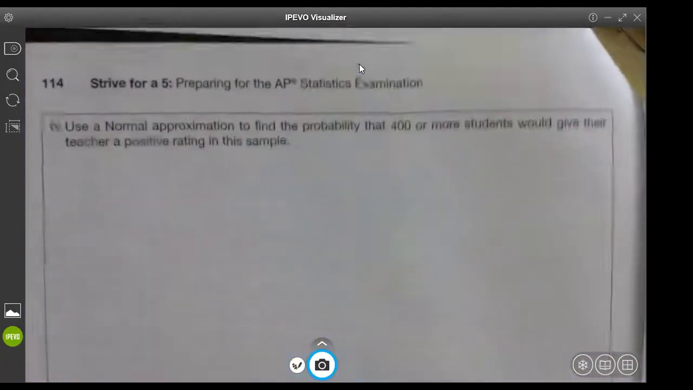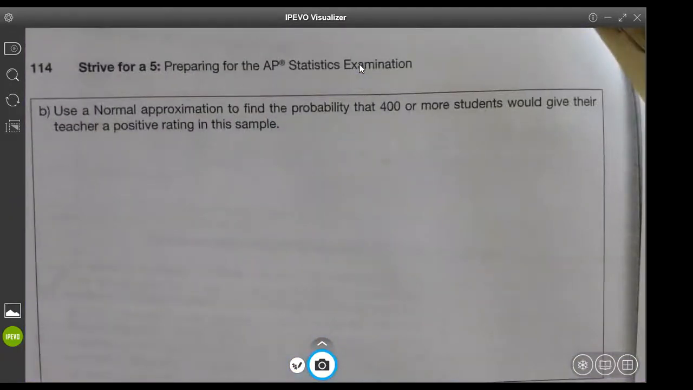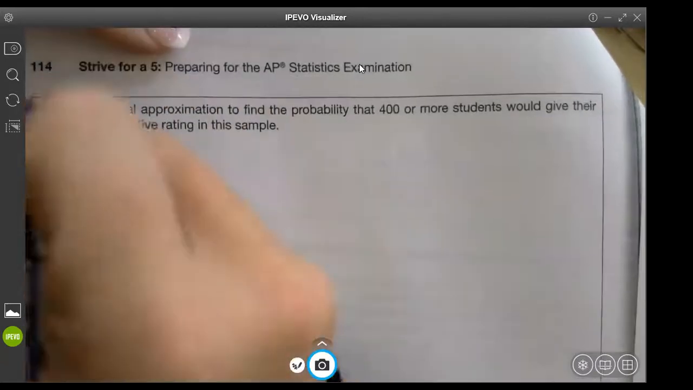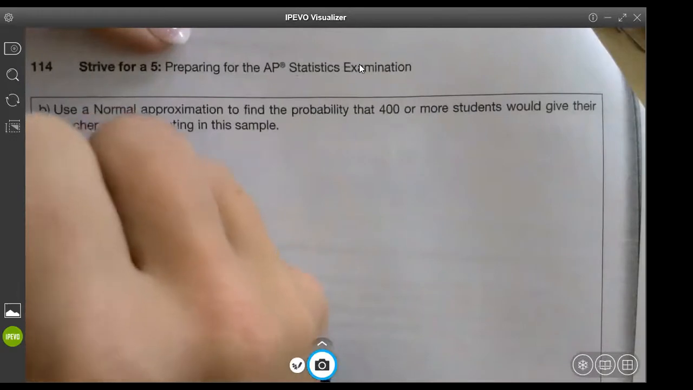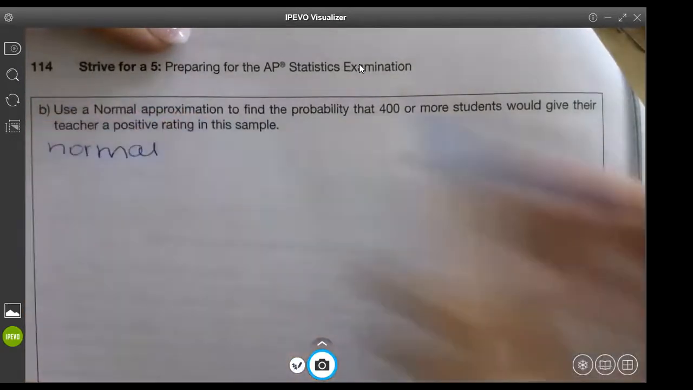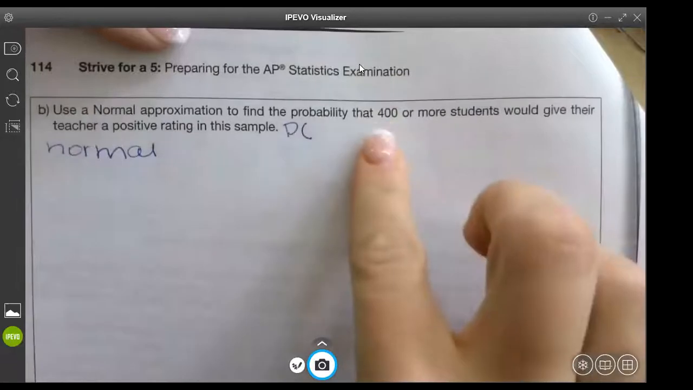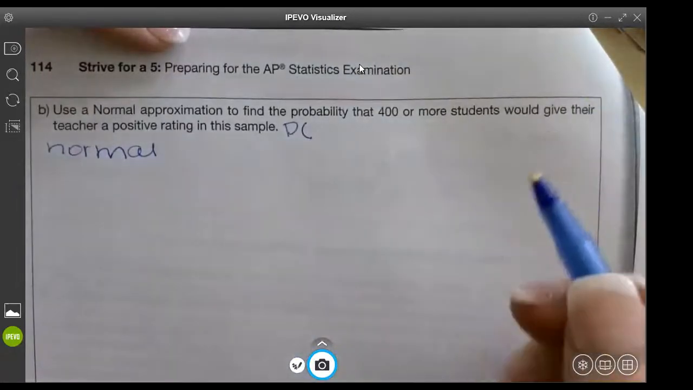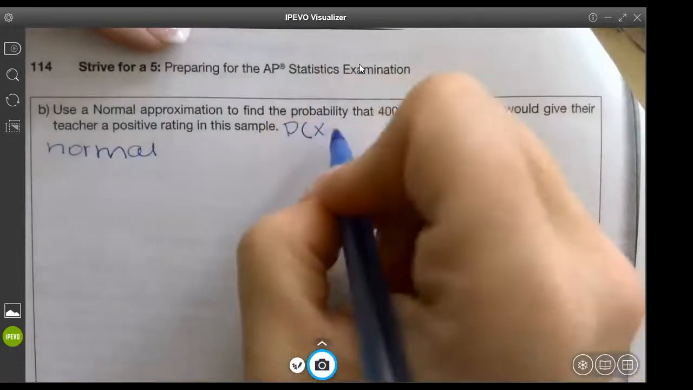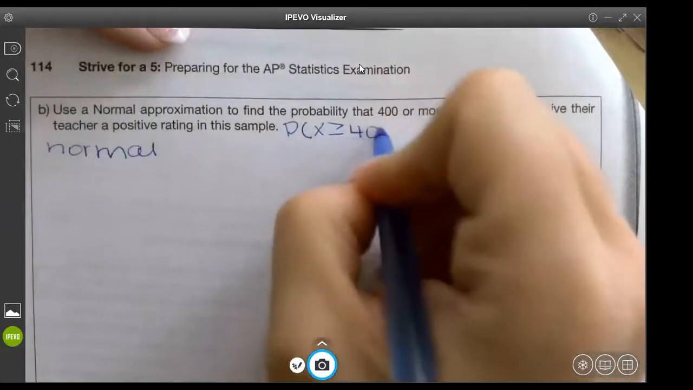So this one says use a normal approximation to find the probability that 400 or more students would give their teacher a positive rating in this sample. So to do normal CDF or PDF, I'll figure out what that is in just a minute. What are the things that I need for my calculator? I'm going to do normal. This one, I want the probability that, how do I write this? 400 or more students. Greater than or equal to 400.